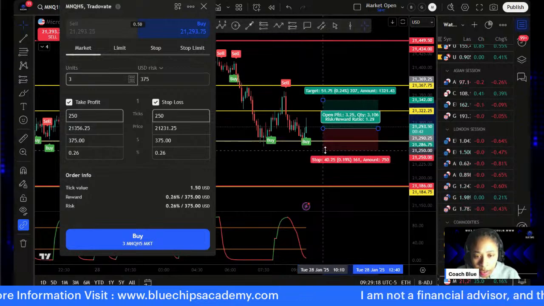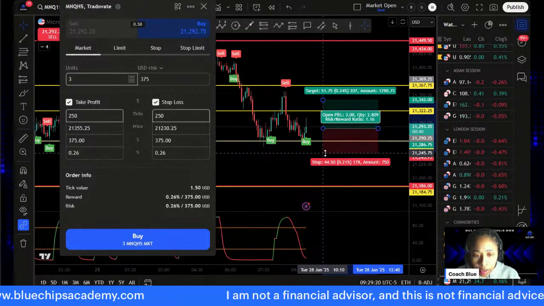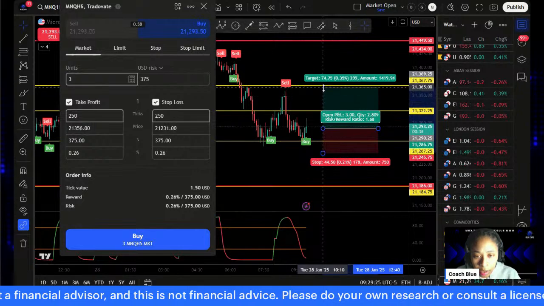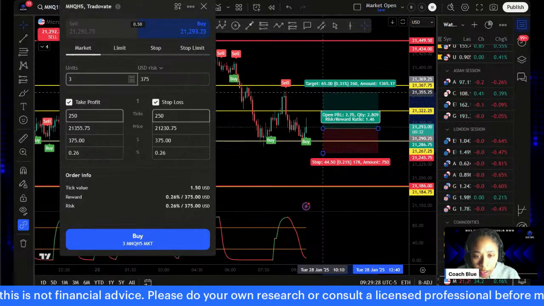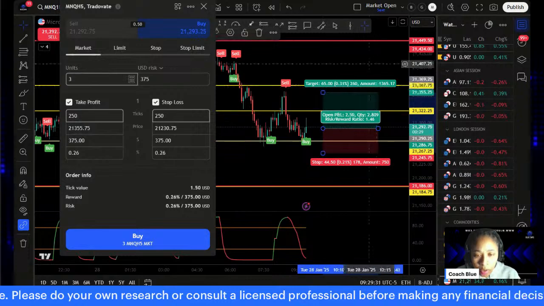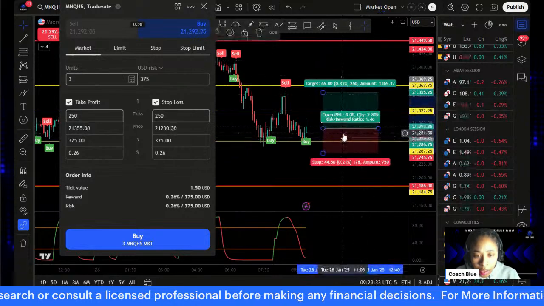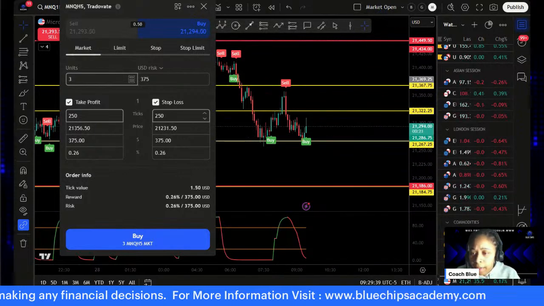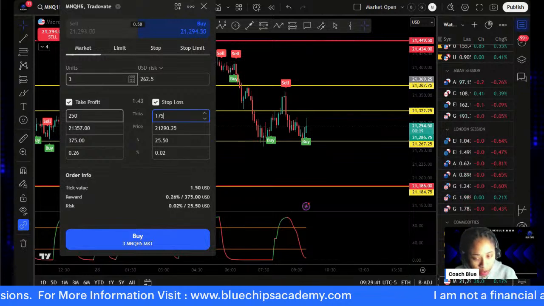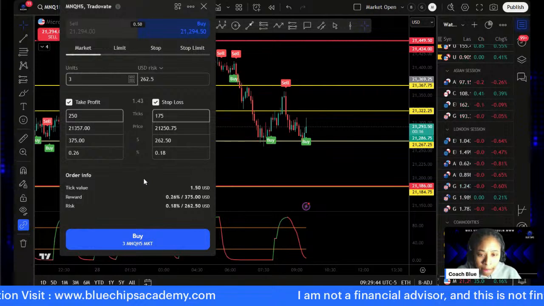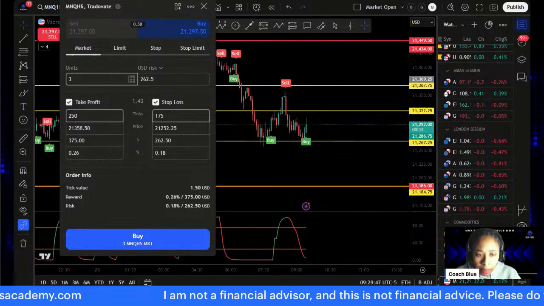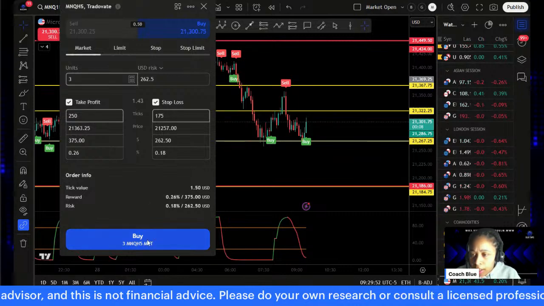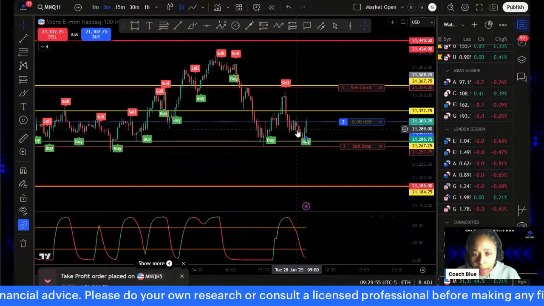So we got about 175 ticks for our stop loss, and about 260 for the take profit. All right, let's see here, guys. 24 seconds. So I'll put 175 for that. Okay, let's see what we look like. Not bad. 13 seconds. All right, I'm getting into a buy. I am in a buy right now.